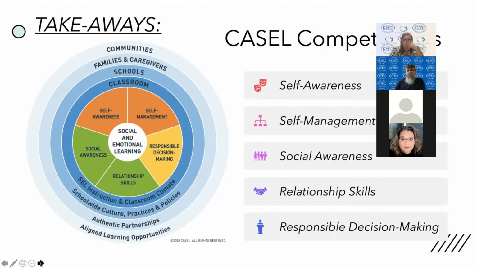Those 5 core competencies are self-awareness, which looks like identifying emotions, recognizing strengths and needs, and developing a growth mindset. Self-management, managing emotions, controlling impulses, and setting goals. Social awareness is seeing things from other people's perspective, showing empathy and appreciating diversity. And relationship skills are communication, cooperation, and conflict resolution. Responsible decision making includes thinking about the consequences of personal behaviors and how they impact the environment, the community, the group that you're in.